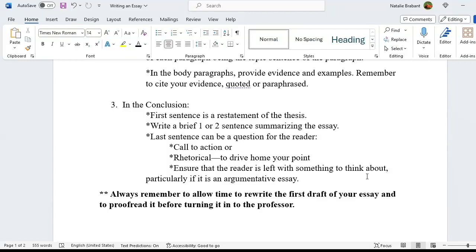You're trying to prove your point. You want to ensure that the reader is left with something to think about, particularly if it's an argumentative essay. Always remember to allow time to rewrite the first draft of your essay and to proofread it before turning it in to the professor.